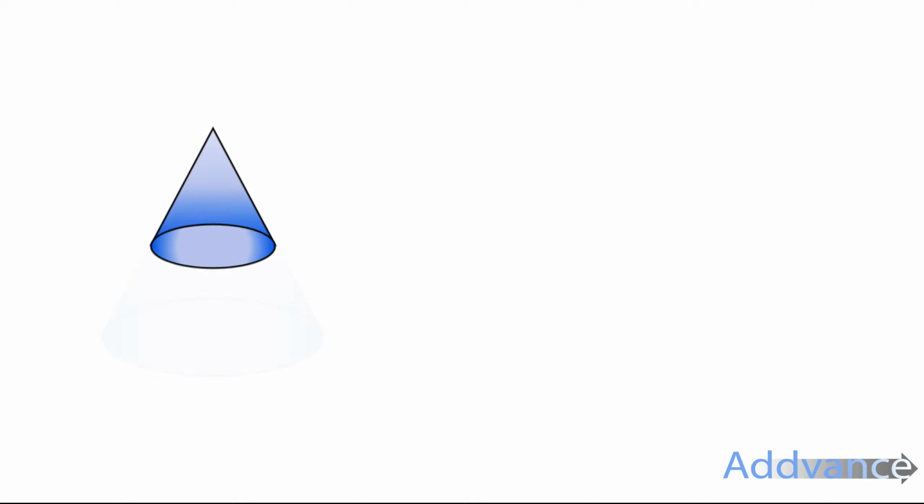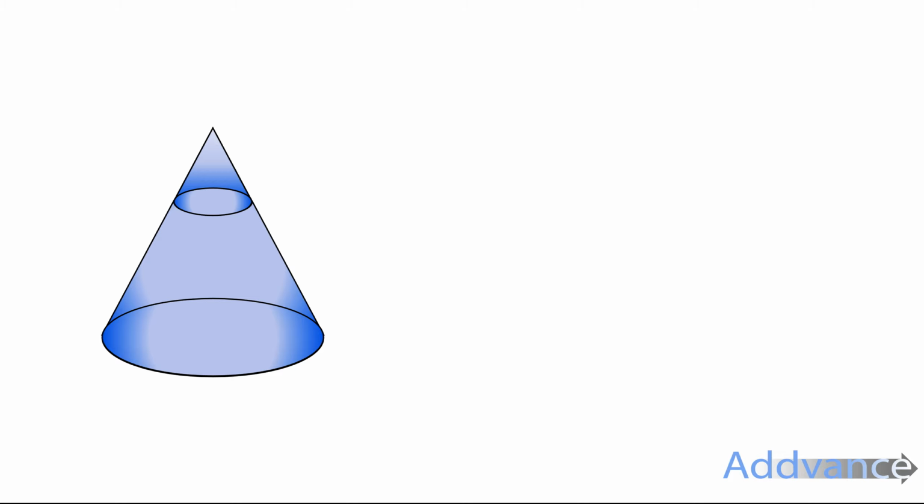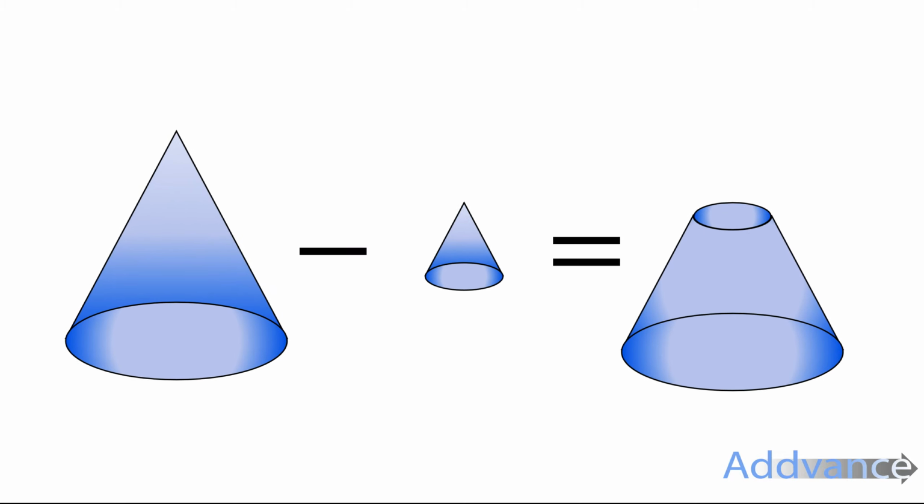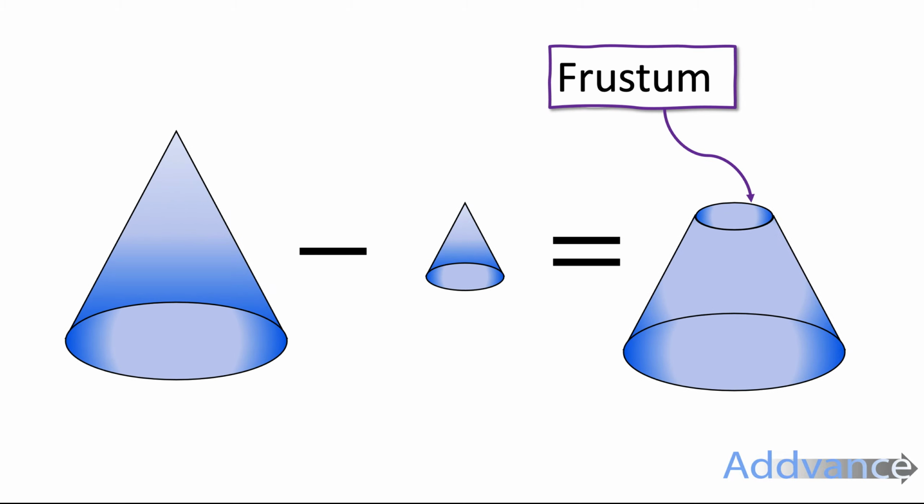Okay, now our next shape is called a frustum, which is what you get when you have a big cone and you cut off a cone from the top. So you've got a big cone and you subtract a smaller cone and you get a frustum. A frustum looks like this on the right hand side here. It's a big cone with a small cone cut off the top.